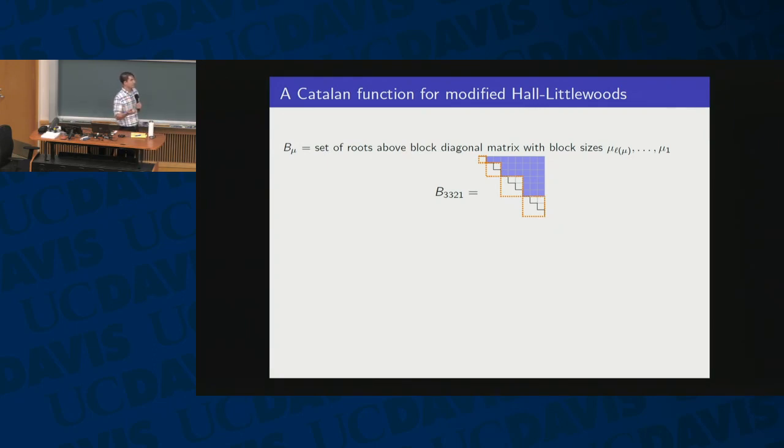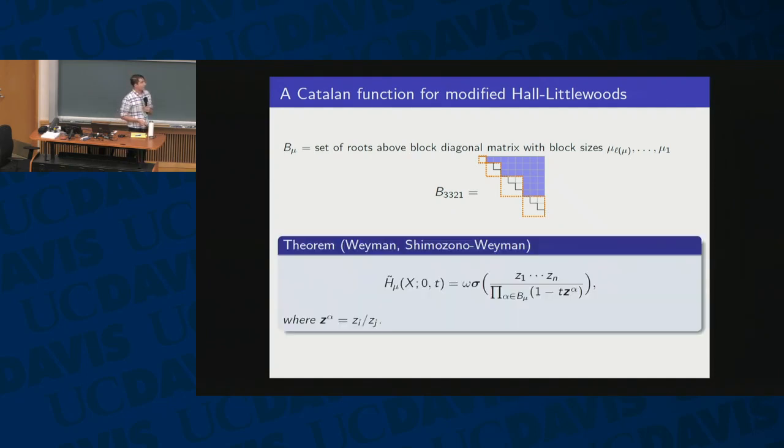For each partition, you can then construct a root ideal, this block parabolic root ideal, and then work by Shimozono and Weyman, following from what they've done, you can write out a Catalan-style formula of the form where you take your t denominator factors, which, remember, we expand out as infinite series, and then apply this Weyl symmetrization operator to it to get Schur functions. And then there's this omega here that's just a standard involution on symmetric functions that transposes all the Schur function shapes. But if we do all this and package it together, we get our modified Hall-Littlewood polynomial.